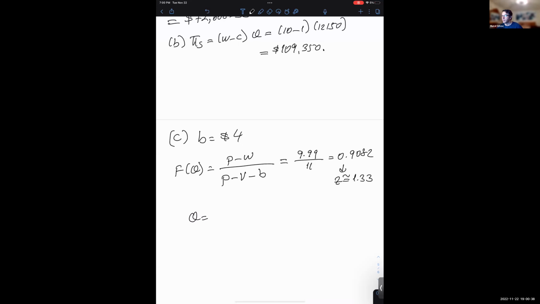And if I plug that Q there, it's going to be 10,000 plus 1.33 times the standard deviation 5,000, and then we will get 16,650 DVDs. So now we have basically this much order, 16,650, instead of 12,150.